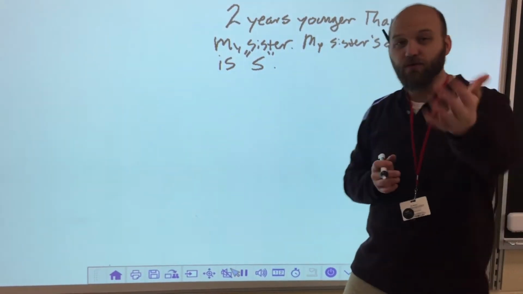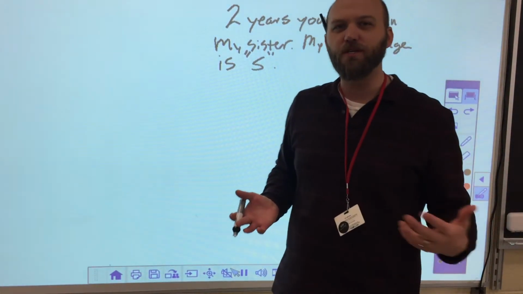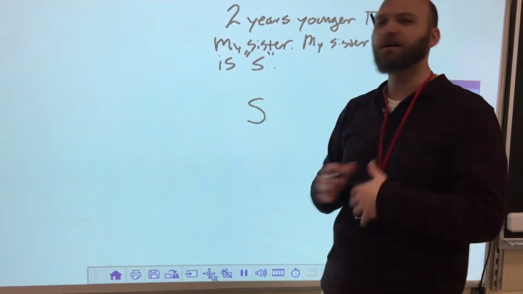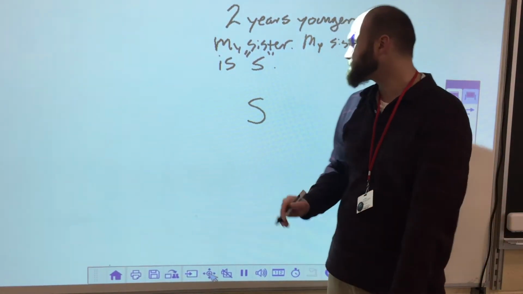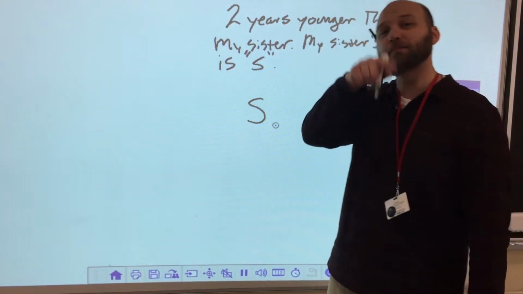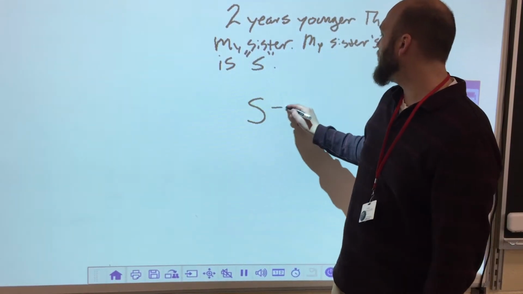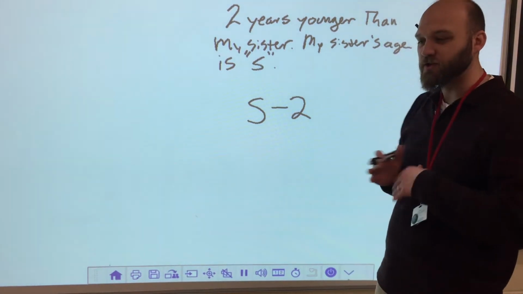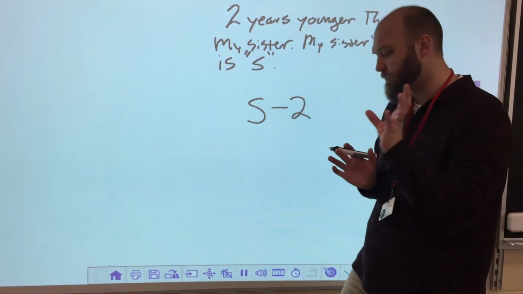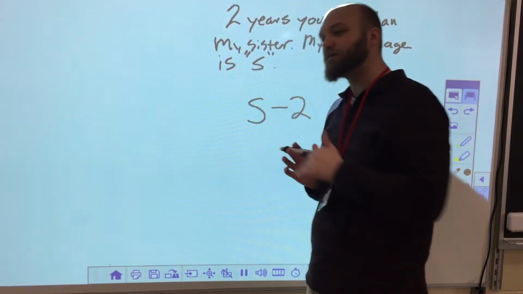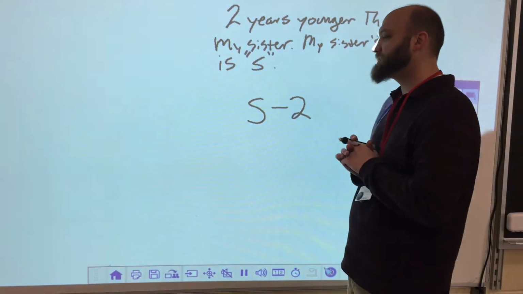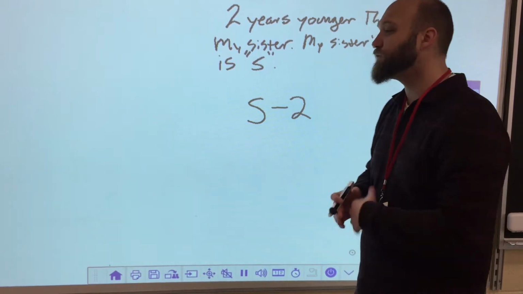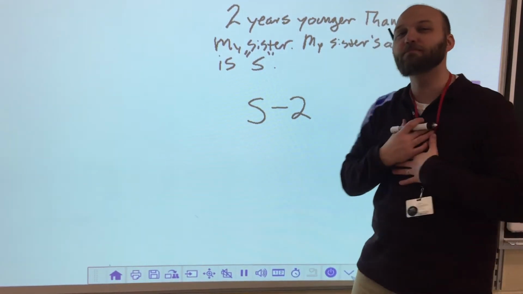Now, you guys don't know my sister, so you have no idea how old she is. But if I know that my sister's age is S, that's some number I don't know, right? But I know I am 2 years younger. So my age is S minus 2. Now I can save that little piece of information. However old my sister is, if my sister is 38, 38 minus 2, I'm 36. If my sister is 47, 47 minus 2, I'd be 45.